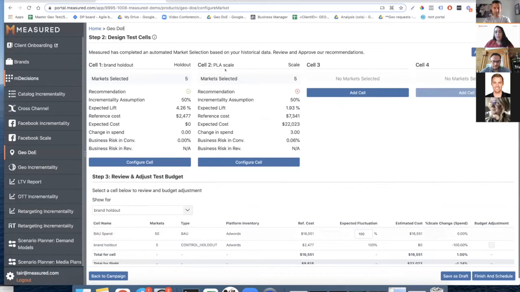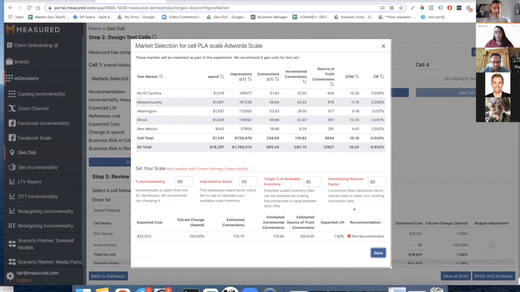All right, so now we're gonna go for the PLA scale. That's the scale cell. And here we have a lot more knobs and bobs to play with. So the incrementality is just like before. It depends on the tactic. I'm gonna leave it at 50 because that's just the default for now. Impression share is a metric that we're going to get from the platform that we're using. What it's essentially saying is how much of the current available inventory am I reaching? And so by default, if I'm reaching 20%, it means that I have 80% to scale into, 80% marginal. The benchmark for this is typically 15, so I'm just going to put 15. Target of available inventory is essentially how much am I going to scale?